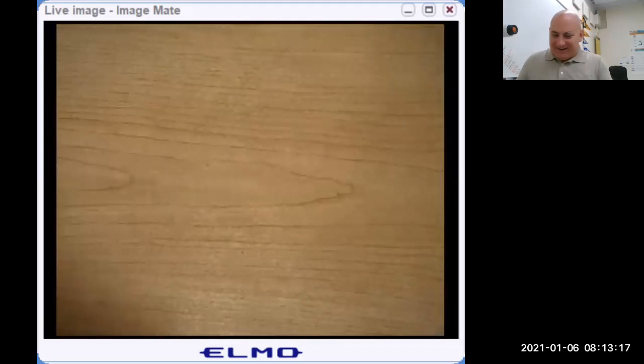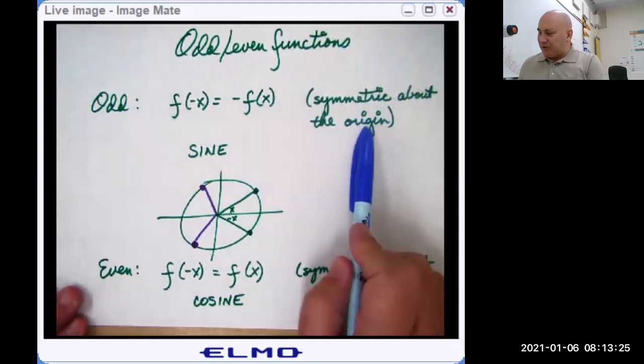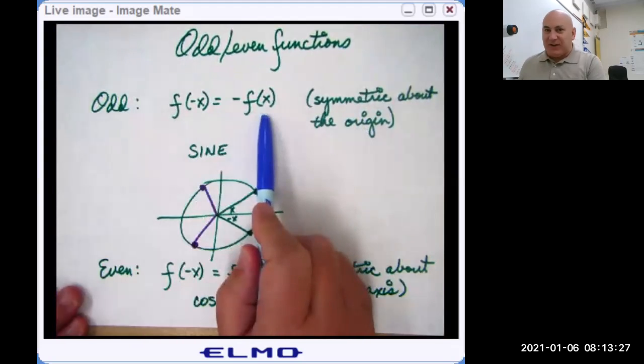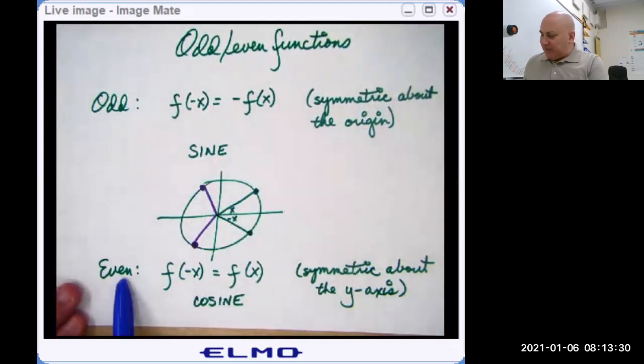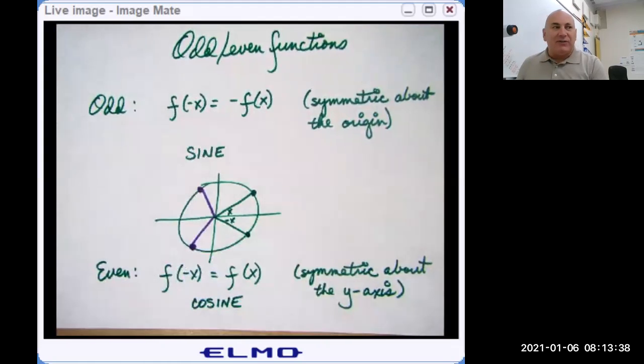Last slide. Let's review odd and even functions. Odd functions are symmetric about the origin, and they have this attribute. Even functions are symmetric about the y-axis, and they have this attribute. Turns out sine is an odd function, and cosine is an even function.